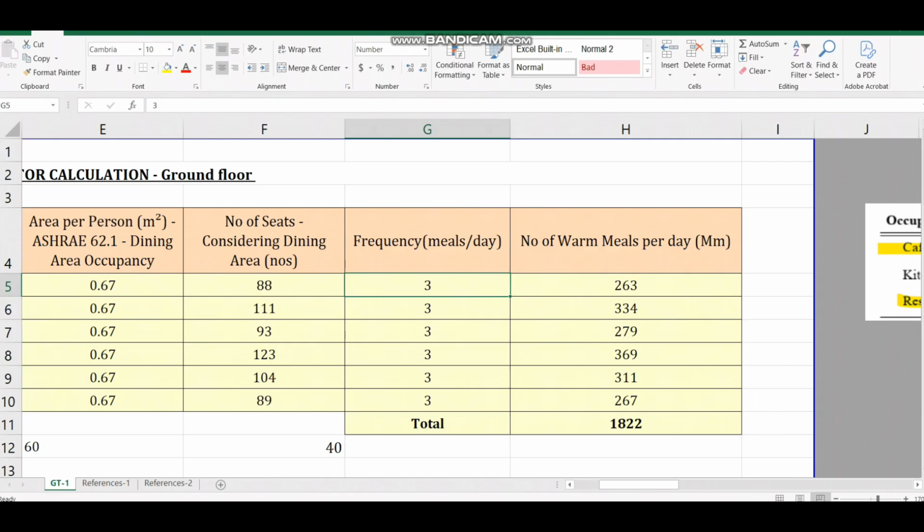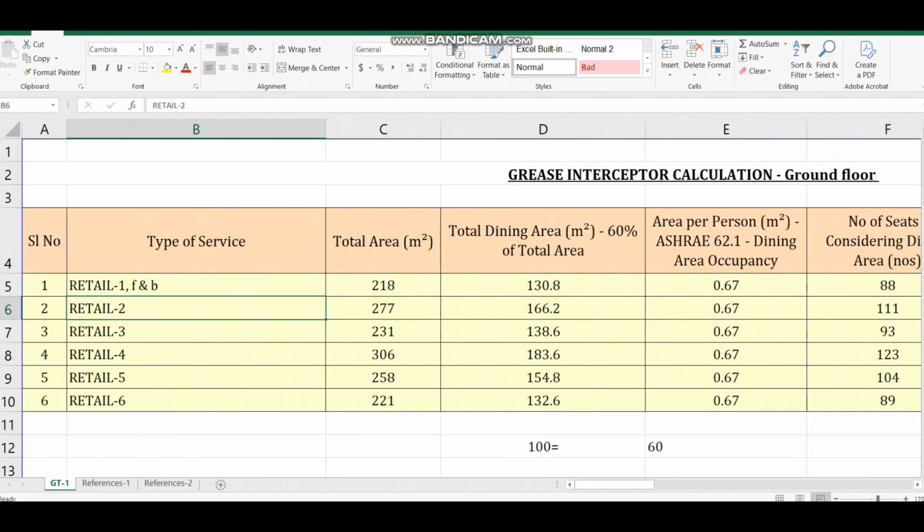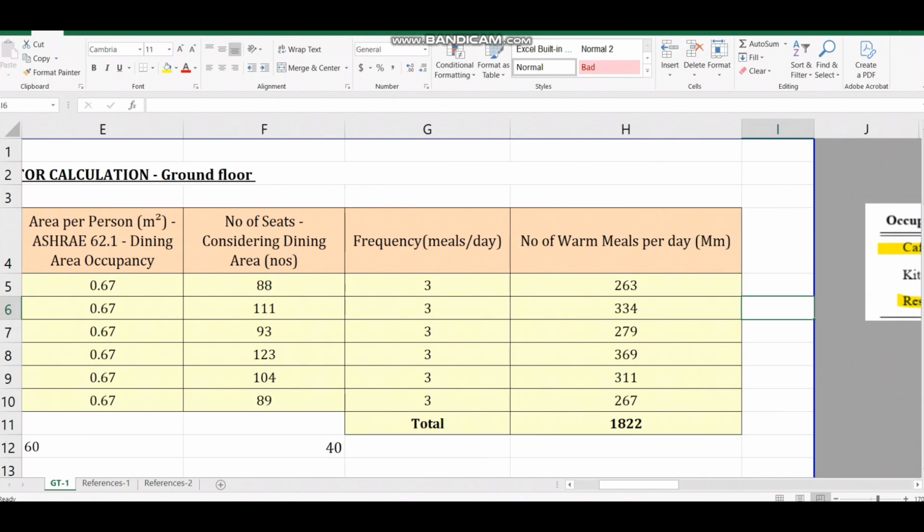In a similar way, we can do the same exercise for the retail and all the other restaurants located in the building. So now you will get all these values one by one, considering the same concept of 0.67 person per meter square. So the total number of meals served in the restaurants, we are getting 1822.